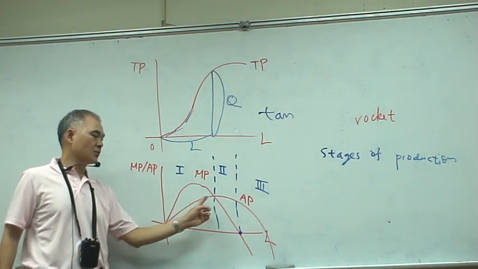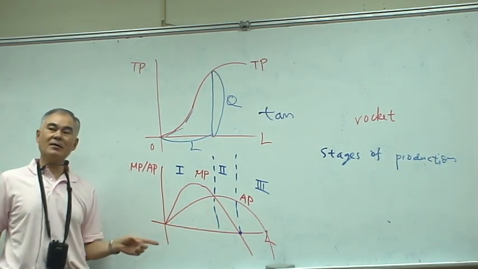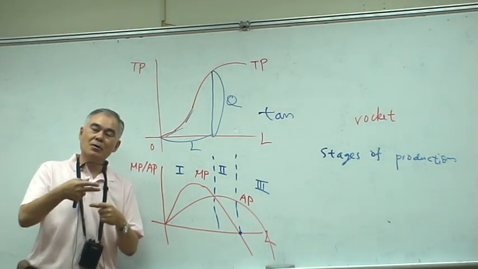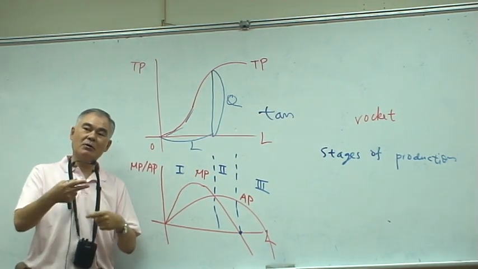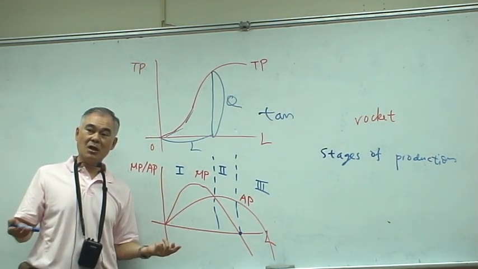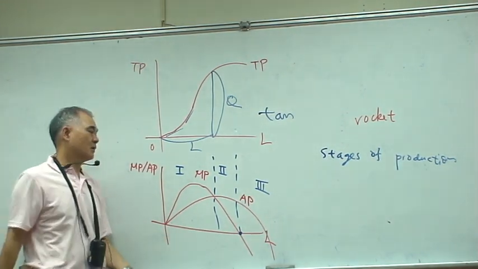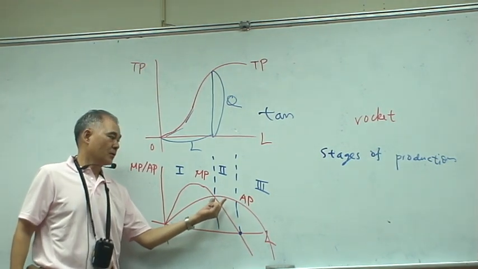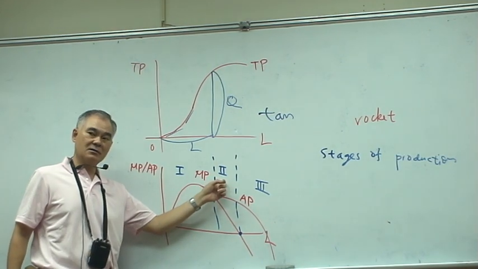And average product is also going up. So what does that mean? That means you can get more out of your production, right? You can get more out of your inputs. So if you can get more out of your input, you don't stop, right? So we continue to move on. So the reasonable, the feasible production is in the second stage.